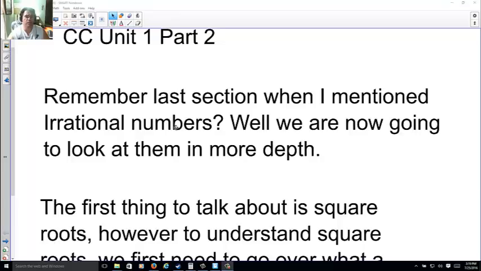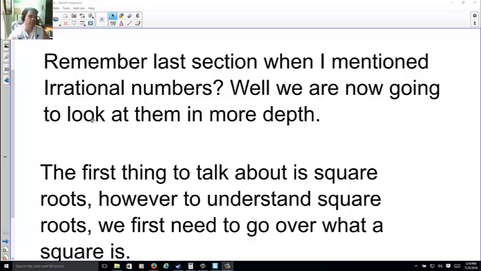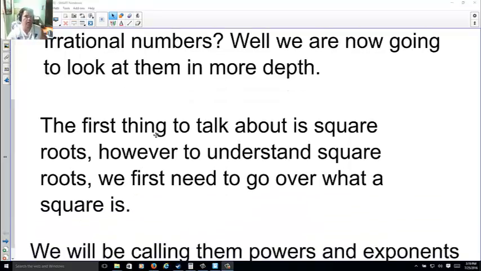Well, we're going to talk a little bit about irrational numbers, but to do that we have to backtrack a bit. I know we talked about irrational numbers a few sections ago, but now we're going to come back, a little more of that spiral learning. We're going to be getting to a thing called square roots. If you remember, that's under the irrational tag.